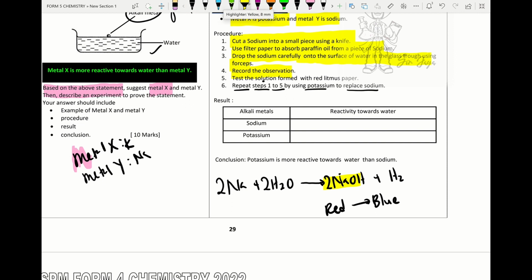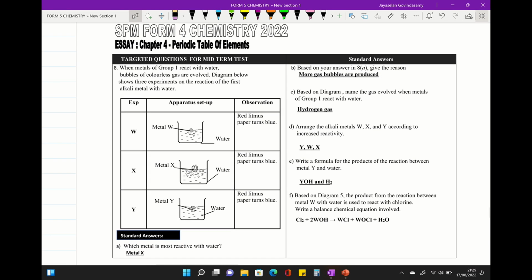Next part, we go for the result. The result we tabulate in table form. We put the alkali metals that we investigate in this experiment, sodium and potassium, and here we can put observation or reactivity towards water. The last part is the conclusion. The conclusion will be: potassium is more reactive towards water than sodium. All right, we move on to the next part.